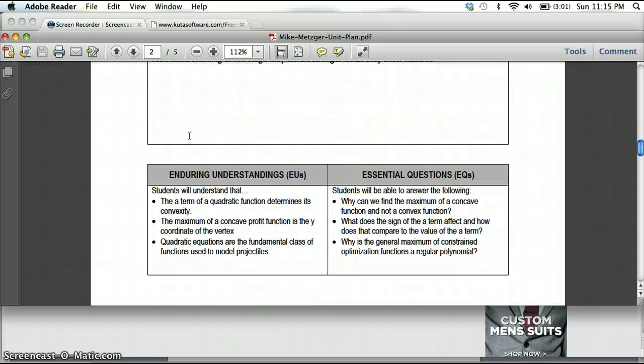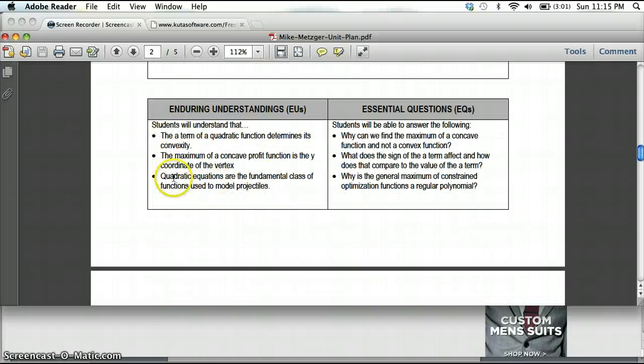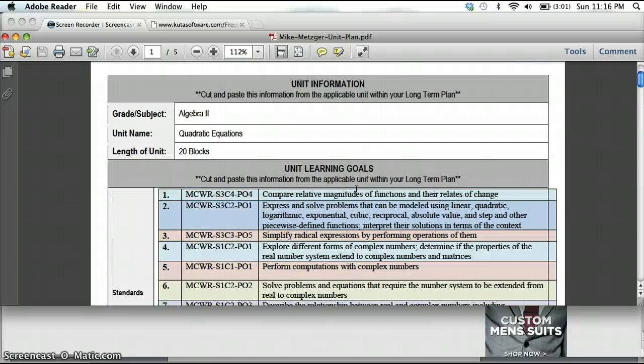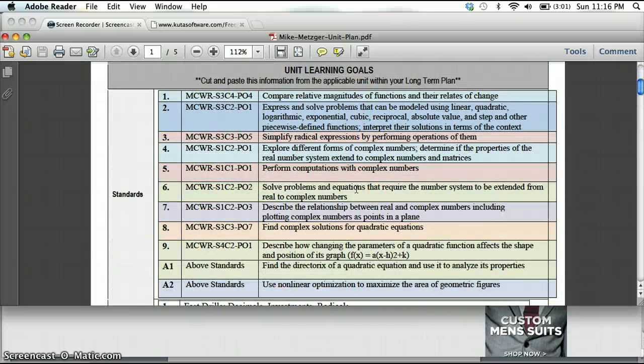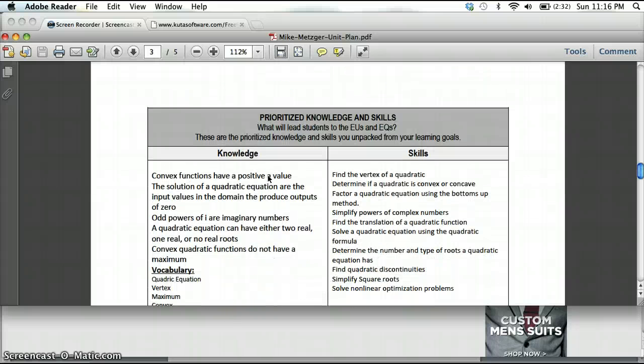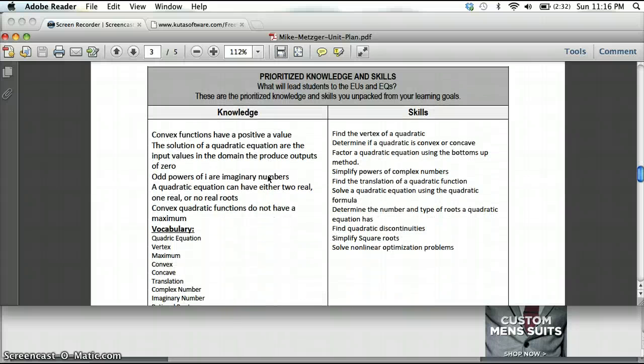So step 1 of writing a unit plan is writing the enduring understandings and the essential questions. Step 2 is writing the unit goal. Step 3 is then breaking apart the standard quadratic equations into the actual learning goals. And remember, the learning goals are the steps it's going to take for students to fully understand the quadratic equation. Then he's going to break apart the quadratic equations into knowledge and skills. What is the knowledge students have to know about the quadratic equation? And what are the skills students are going to need to do the quadratic equation?